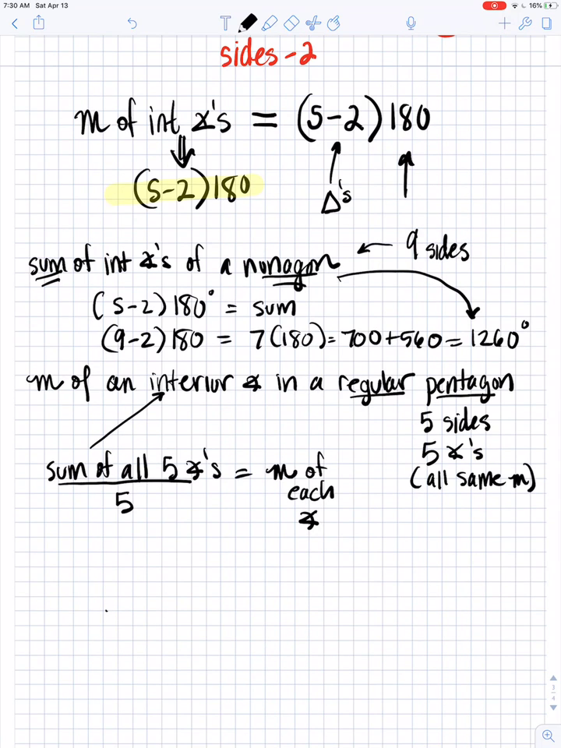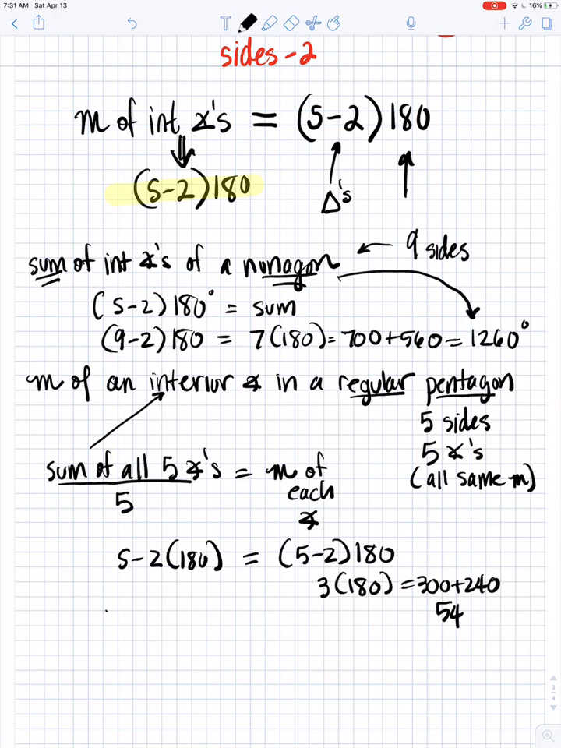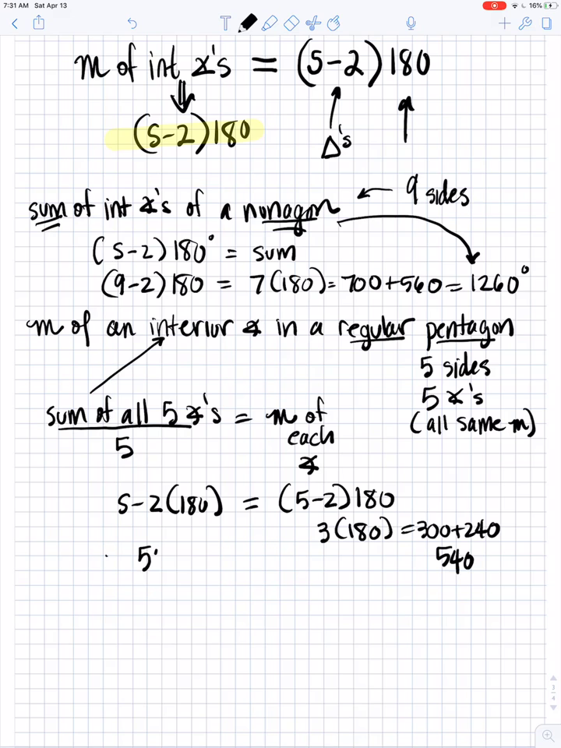Okay, so let's use our formula. Side minus 2 times 180, and what we're talking about is a pentagon. So 5 minus 2 times 180, that's 3 times 180, and that's 300 plus 240. So what we're looking at is 540. 540 is the sum of all 5 angles. There are 5 angles in a pentagon. So if it's a regular pentagon, all we have to do is 540 divided by 5, and that will tell us that each of the angles inside a regular pentagon measures 108 degrees.